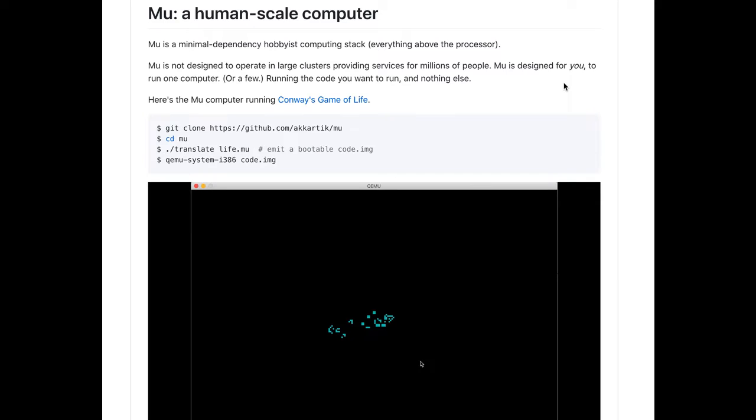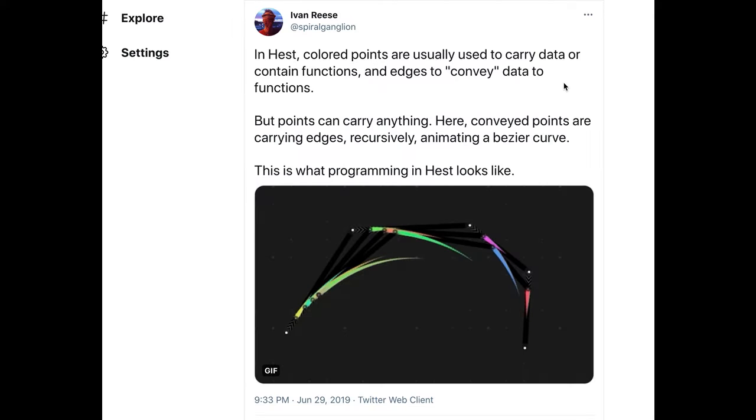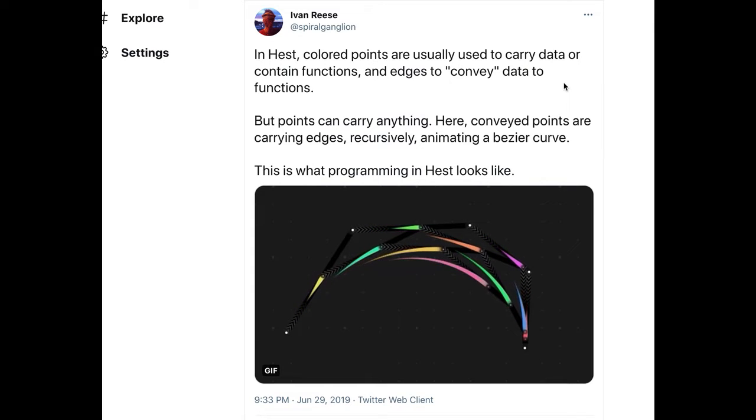My usual shtick in these videos is to talk about my Mu project. Today I'm inspired to try something a little different. Every once in a while, my Twitter feed shows something tantalizing but mysterious by Ivan Reese as he works on his project Hest.